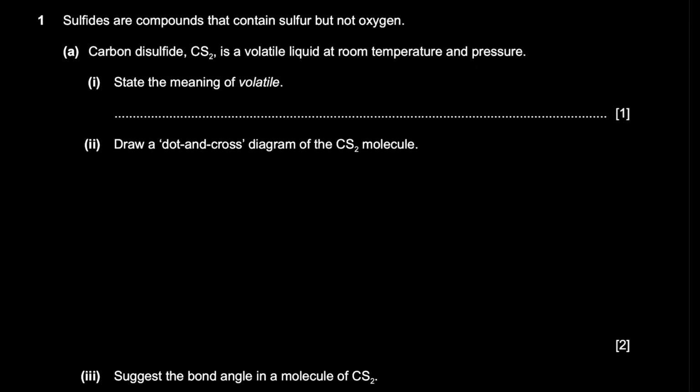Now question number 1 says, sulfides are compounds that contain sulfur but not oxygen. Carbon disulfide is a volatile liquid at room temperature and pressure. State the meaning of the term volatile. So the term volatile over here means that it evaporates easily, or it easily turns to gas.